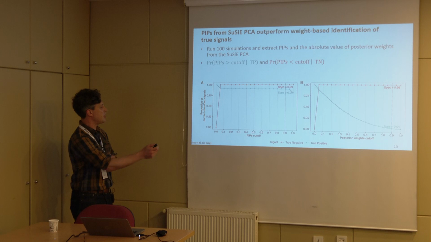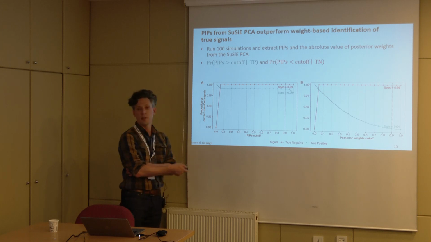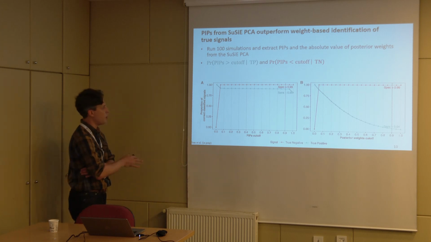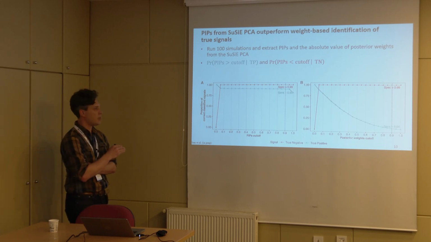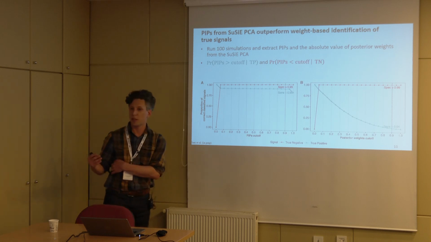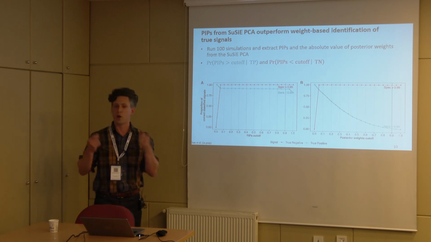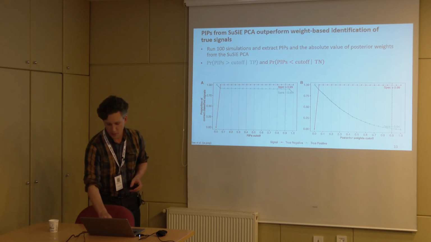And one thing that we see, both in terms of capturing the true positive signal and rejecting the true negatives, is that the PIPs overwhelmingly outperform trying to use weights themselves to select features, right? And so I think this is again motivation that it makes sense to look at things in a probabilistic manner rather than just some arbitrary weight to say that something's non-zero or has a big weight. It's probably being selected.